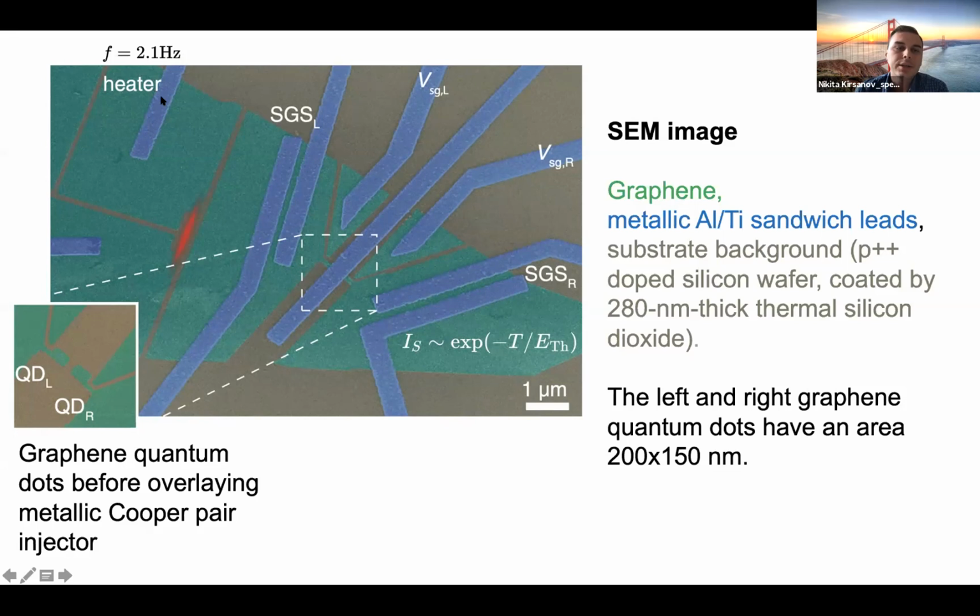The heater is operated at a low frequency of 2.1 Hertz. This means that the thermoelectric currents have double the frequency, 4.2 Hertz, and we can use standard lock-in techniques to measure both the currents and the conductance of the scheme.